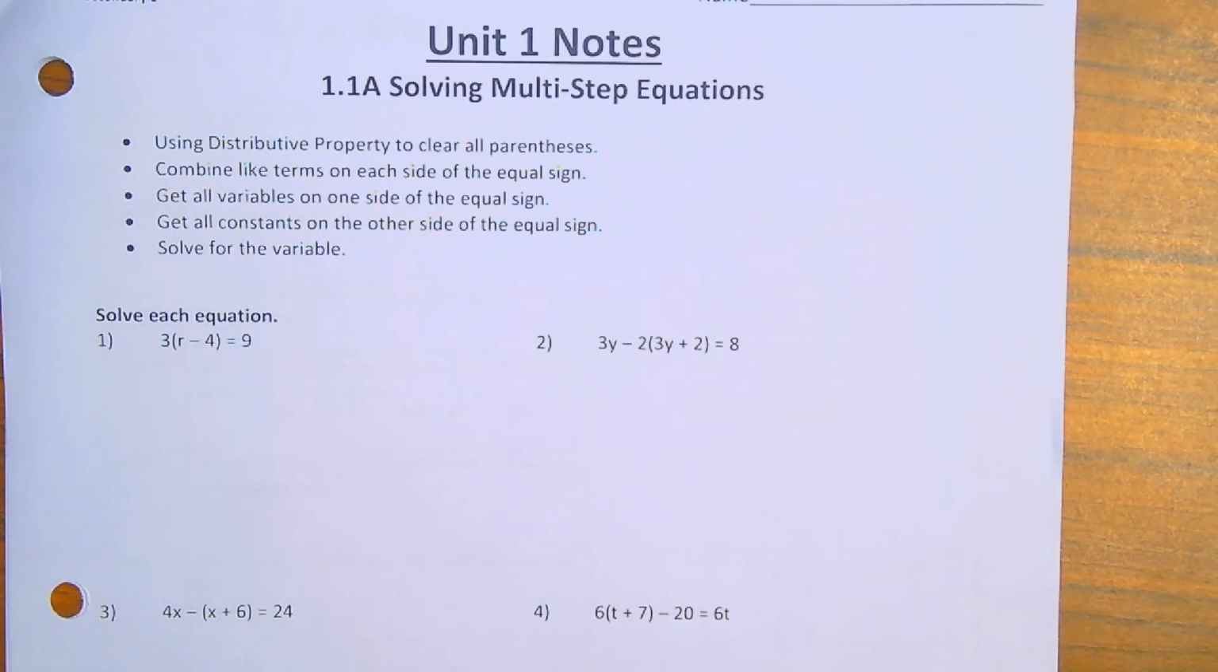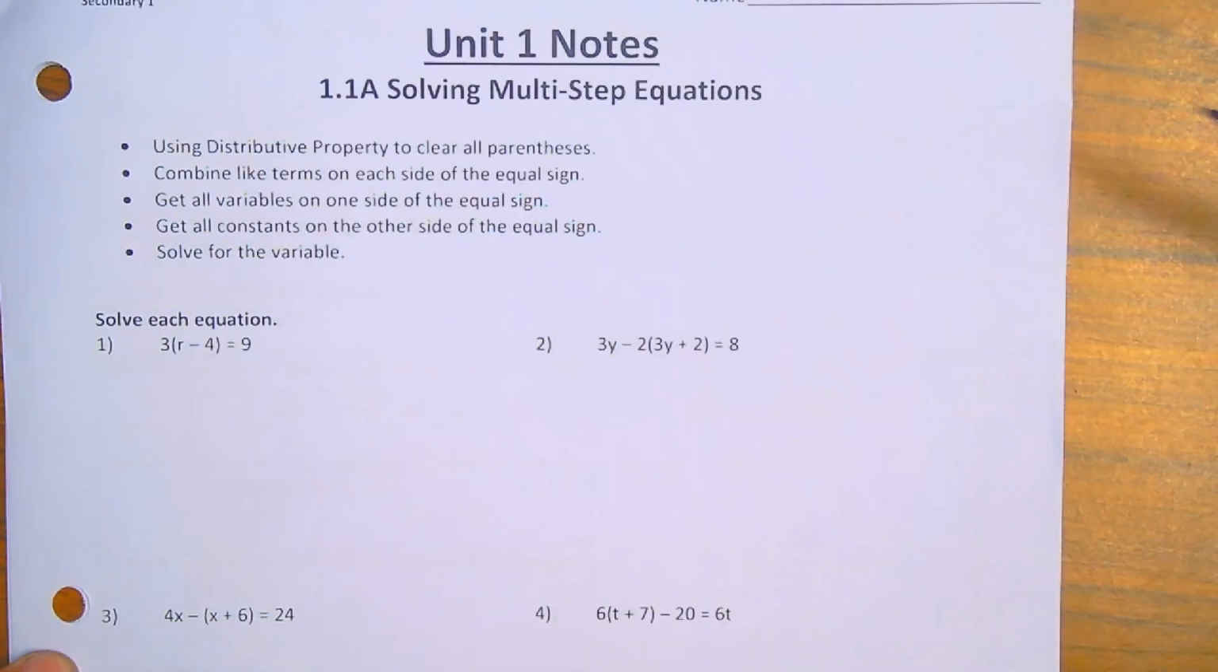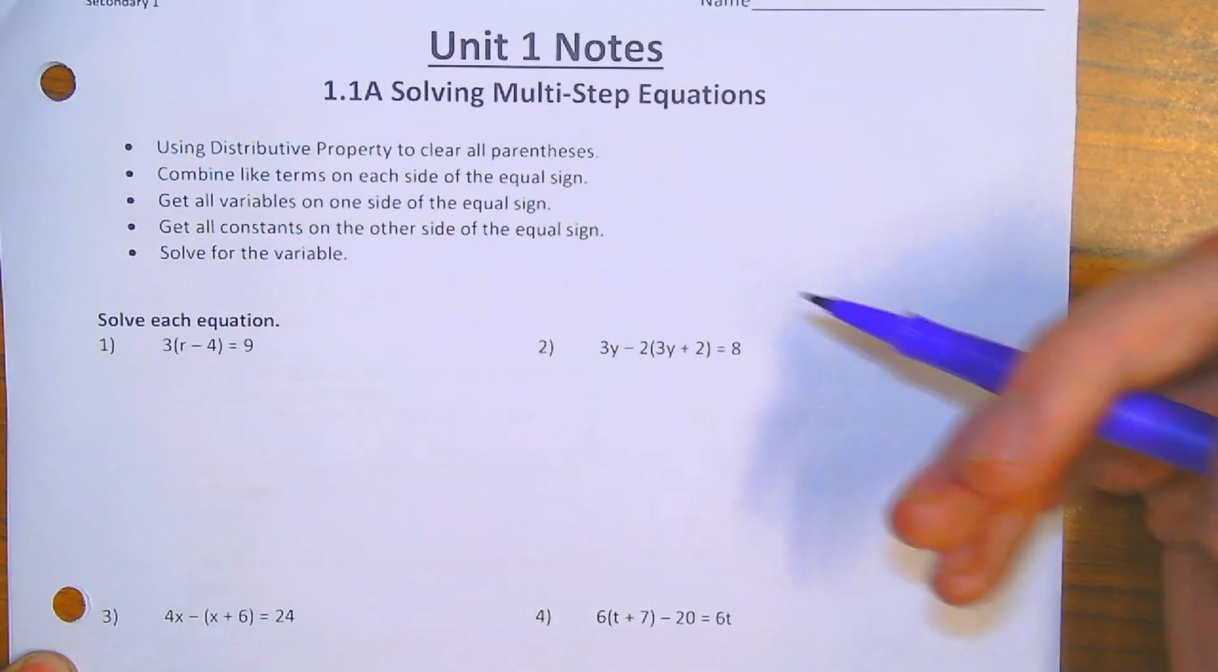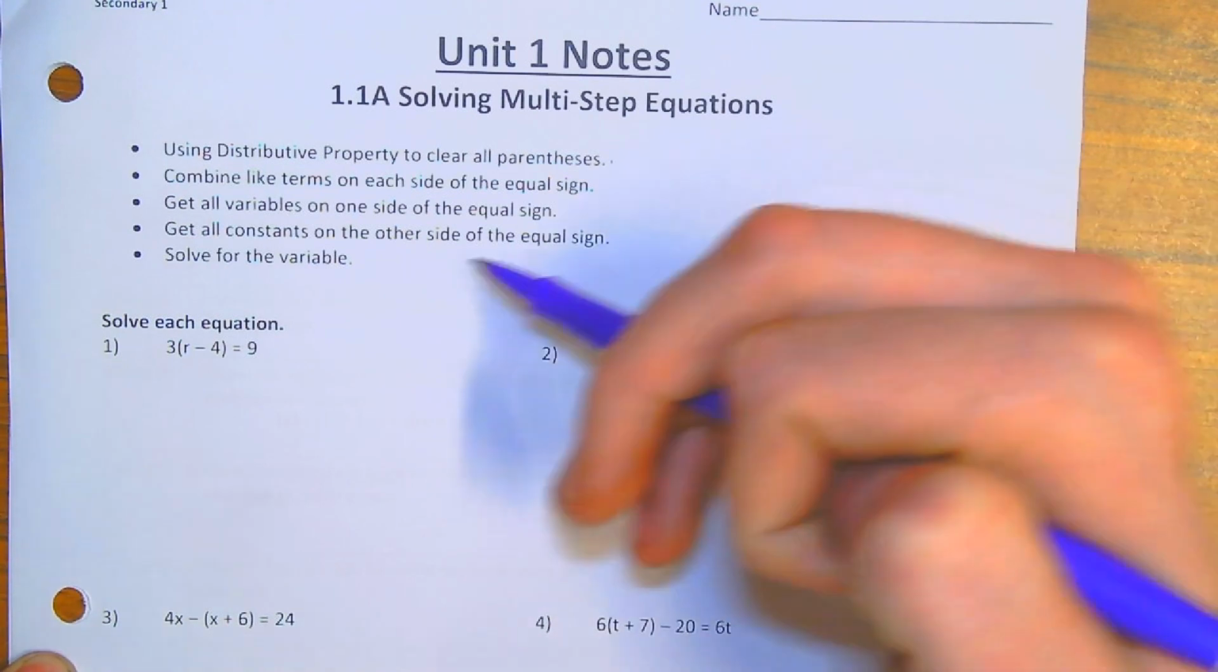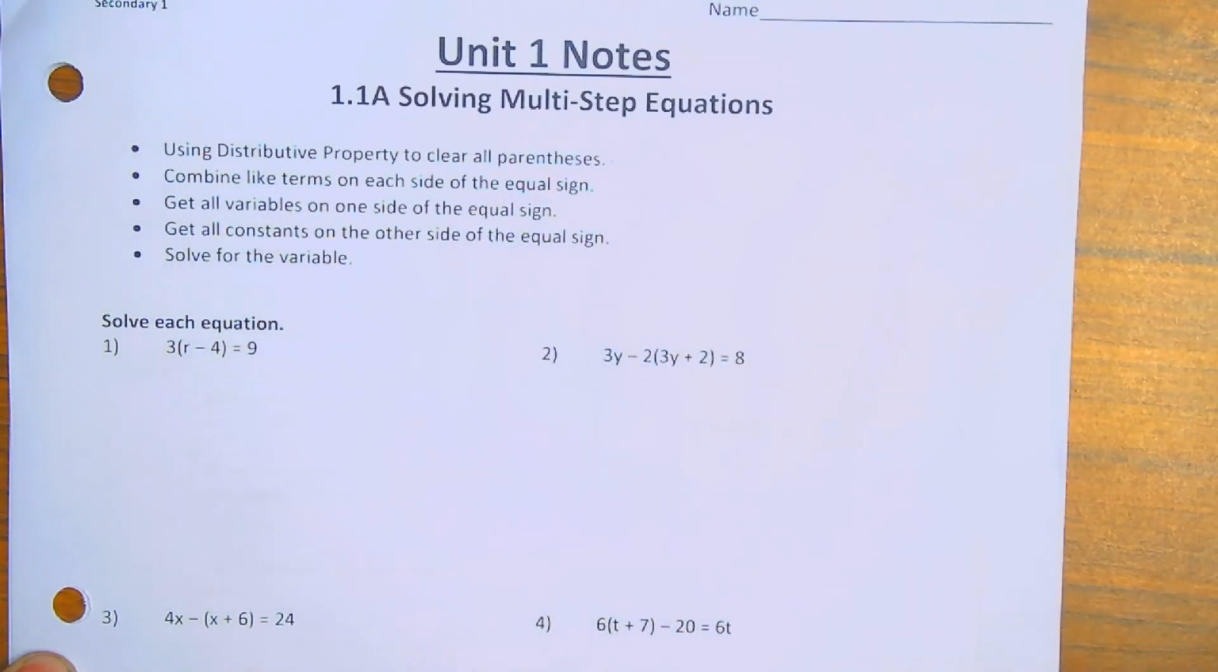Alright, so this is the beginning of Unit 1 for 9th grade, or Secondary Math 1. And to start, for our first section, we're going to be talking about multi-step equations and how to solve them. Okay, now below we have a series or an order that we need to go in to be able to solve any of our equations.